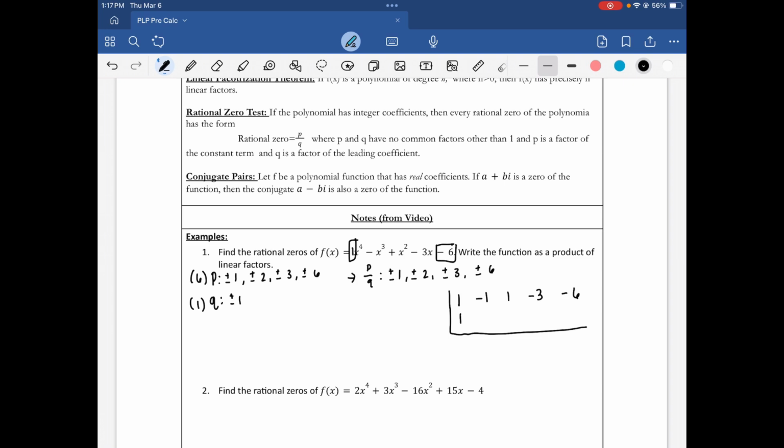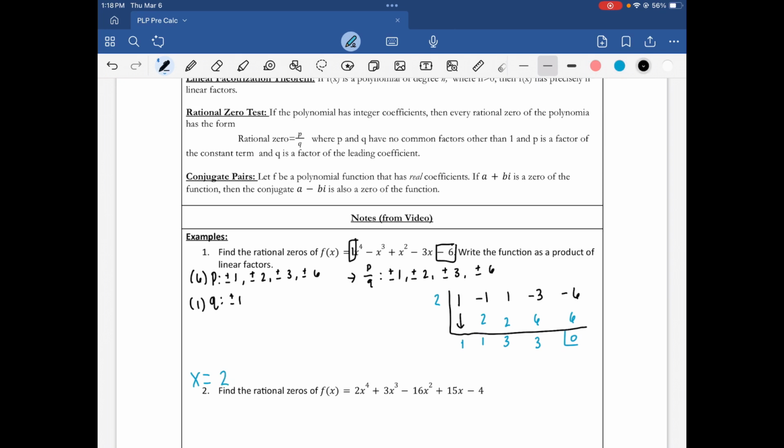And then you're going to test your values. So I already know what zeros we're looking for, but say I didn't and I wanted to start with a 2. So I'm going to do my synthetic division like normal. Drop my 1, multiply, add, multiply, add, multiply, add, multiply, and that gets me to one of my zeros. So our first zero that we would know is a 2.